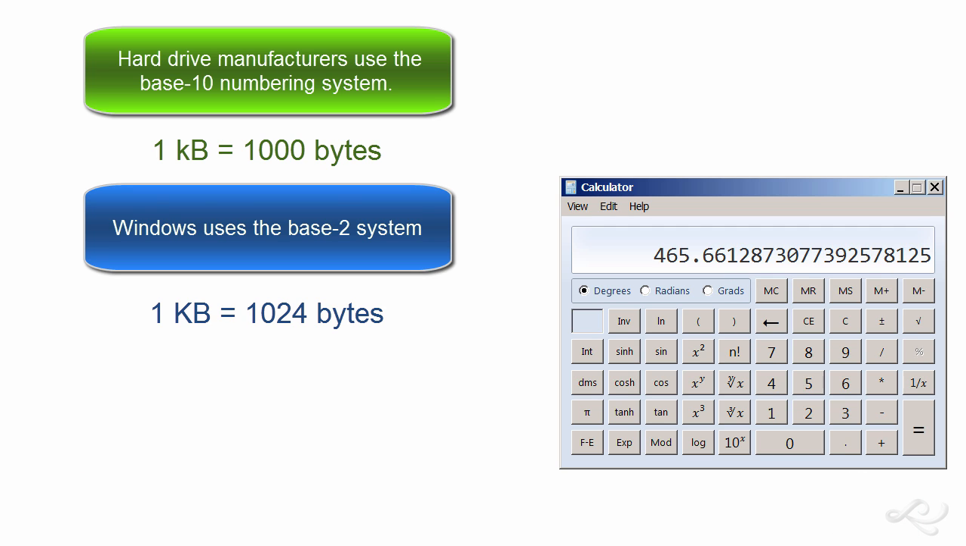And by the way, going further, when dealing with the base 10 system, a kilobyte is usually listed as kB. Note the lowercase k. It's a kilobyte and it's equal to 1,000 bytes. You would use this numbering system when dealing with networking data transfer and, of course, manufacturer specified hard drive capacity.